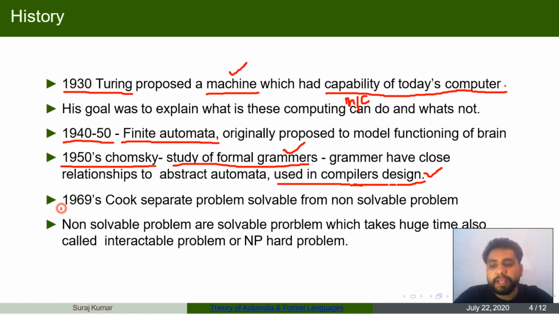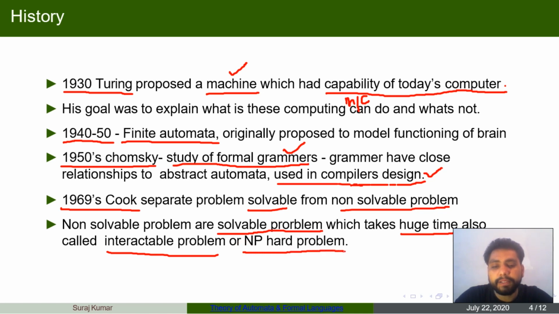So in 1969, there was a scientist called Cook, and he separated the solvable problems from the non-solvable problems. He said that these non-solvable problems are basically solvable problems, but they take a huge time to solve. These problems are usually called intractable problems, or you can also say they are called NP hard problems. Before the end of this course, we will talk about NP hard problems and NP complete problems.